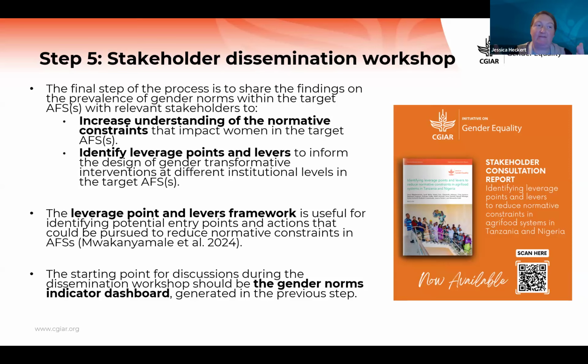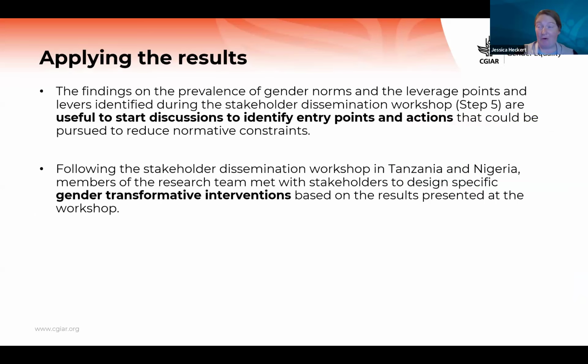Looking at the leverage points and levers is useful for identifying potential entry points and potential actions that can be considered as a way of reducing normative constraints within agri-food systems. The starting point for these discussions is this gender norms indicator dashboard that Nate just shared and presented in the previous step. That initiates a process of talking through all of these constraints and ways of approaching them. So what are we doing next with this information? The report goes up through step 5, and our continued work is what I'm going to talk about here.